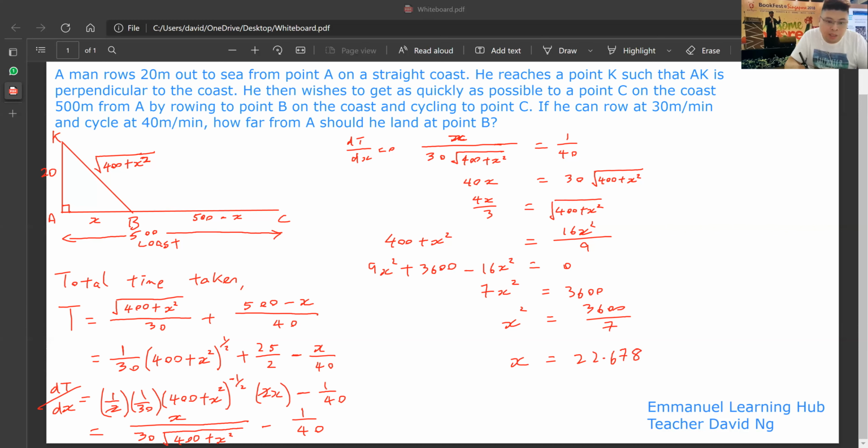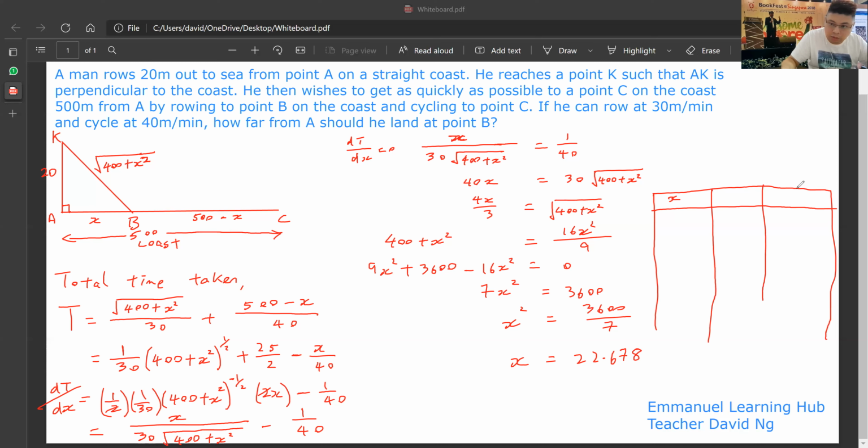Then how do I know this is the minimum? You use the first derivative test to justify. Okay, x is how many? When it's 0, x is this guy.